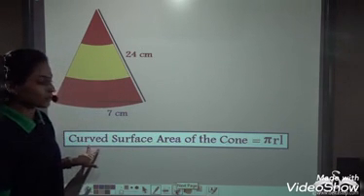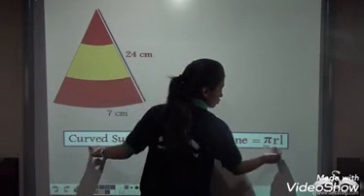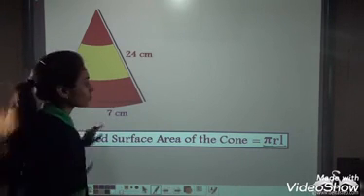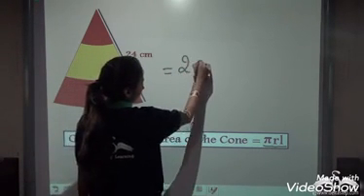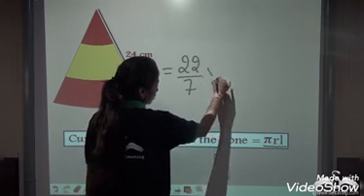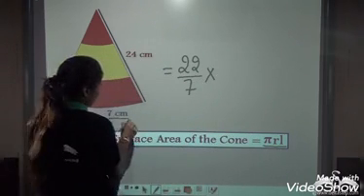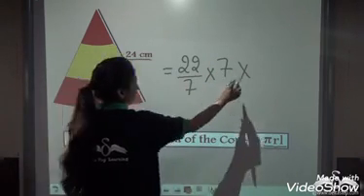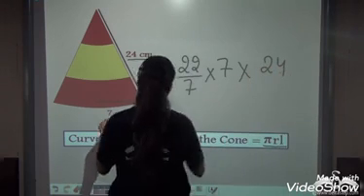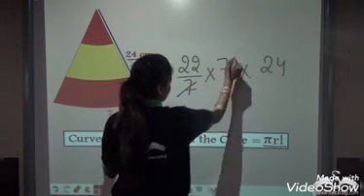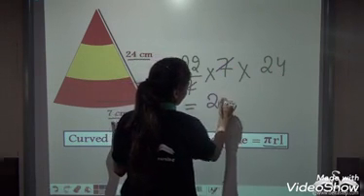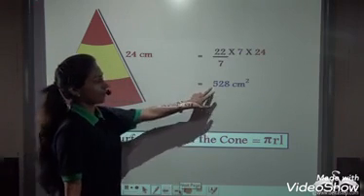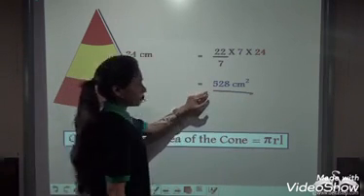Well, we know that the curved surface area of the cone is pi r l. So simply using the formula, we can find out the curved surface area of this cone. Pi is 22 by 7 into r, which is 7 centimeter, into l, that is 24 centimeter. 7 gets cancelled and we get 22 into 24, or we get it as 528 centimeter square.